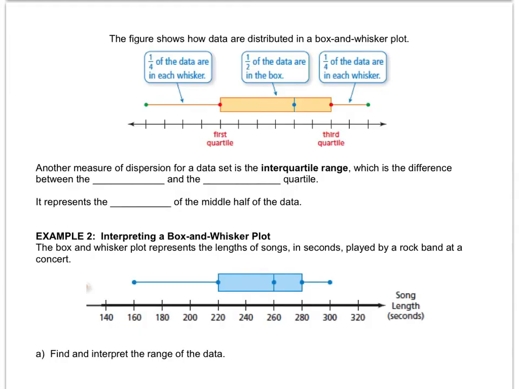There's this other type of dispersion, and it's called the interquartile range, and obviously it has to do with the quartiles. Being a range, you subtract the largest minus the smallest. So it's the difference between the largest and the smallest quartile, which is Q3 and Q1. And it represents the range of the middle section.